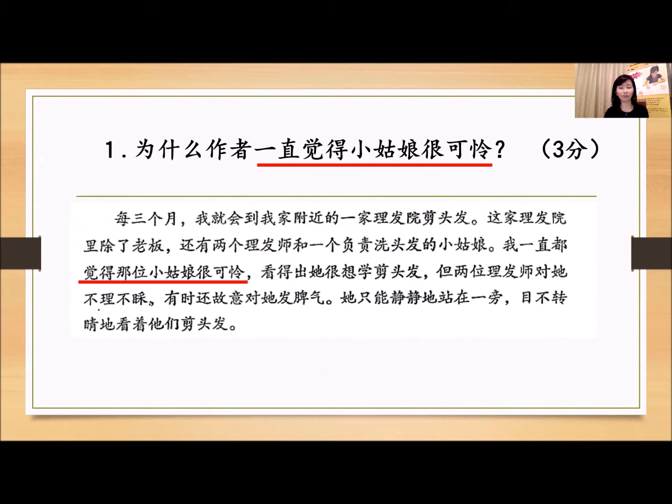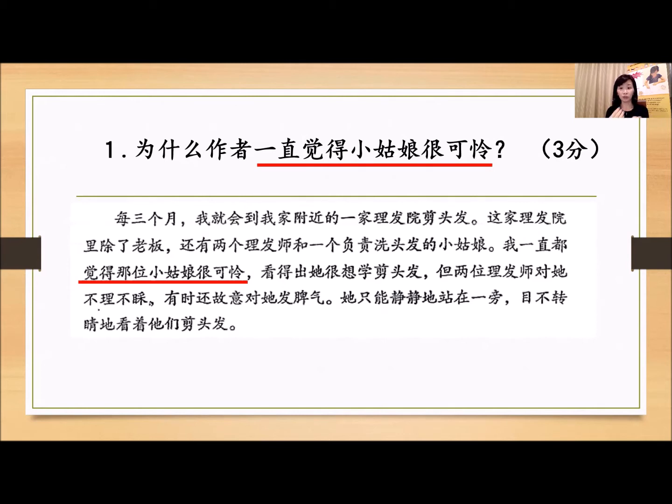All right, so what is the next step? Usually, the answer will be nearby these keywords. Usually I tell students to look at the sentences before and after these keywords. So let's read through the sentence that's before these keywords. 这家理发院里除了老板，还有2位理发师和一个负责洗头发的小姑娘。我一直都觉得那位小姑娘很可怜。You have to ask yourself, does it show that the girl is very pitiful? It doesn't. So this is not the answer.